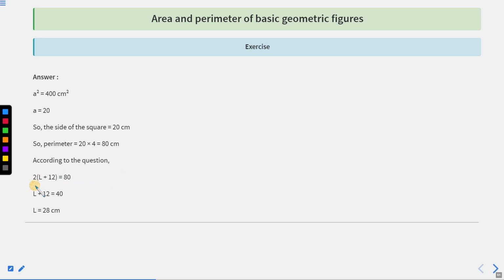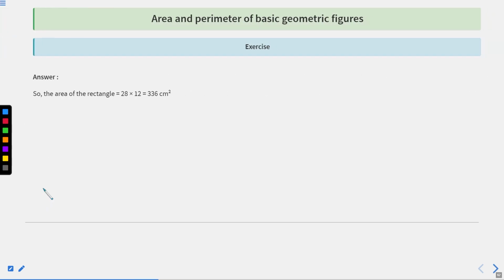According to the question, perimeter of rectangle is same as perimeter of square. So that will be 2 times of length plus breadth is equal to, sorry, perimeter of square, that is 2 times of length plus 12 is equal to 80, which we already computed here. So on simplification, L plus 12 will be equal to 40 and the length will come out to be 28 centimeter.